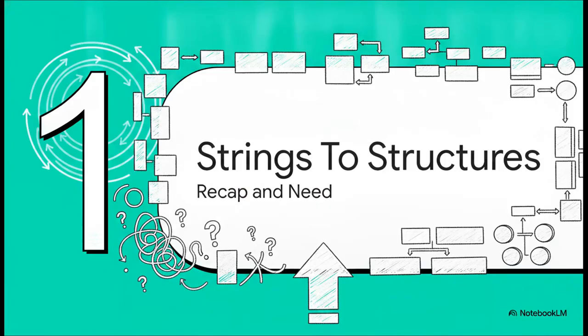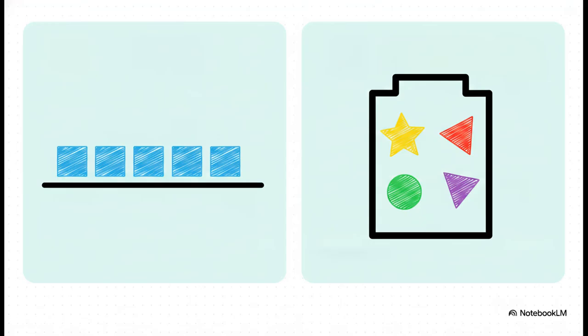Section 1. From strings to structures. Okay, let's do a really quick recap of where we've been, because before we learn how to use structures, we kind of need to understand why they even exist. In Chapter 8, we learned all about strings and arrays. They're great, right? But they're rigid. A string only stores characters. An array of integers only holds integers. They only handle similar data. But real life doesn't work like that.